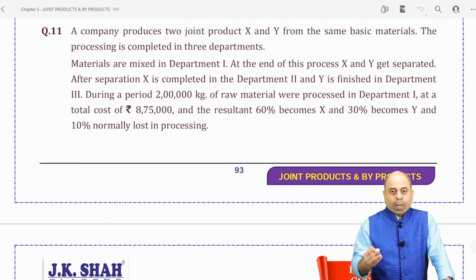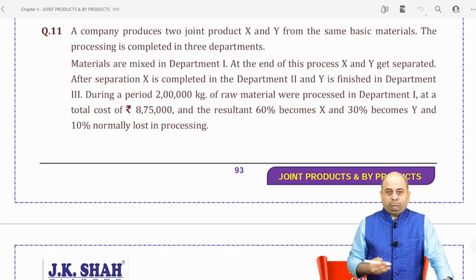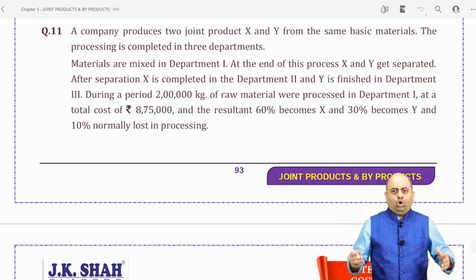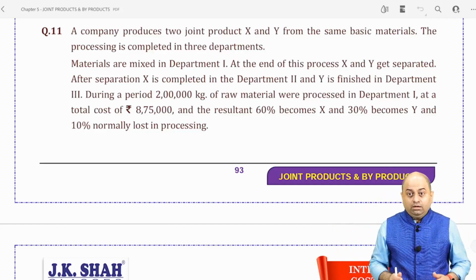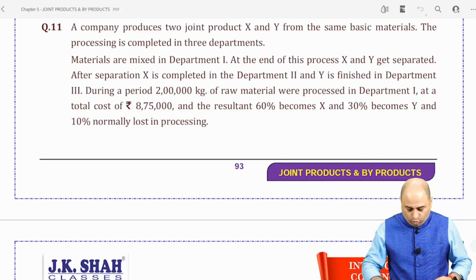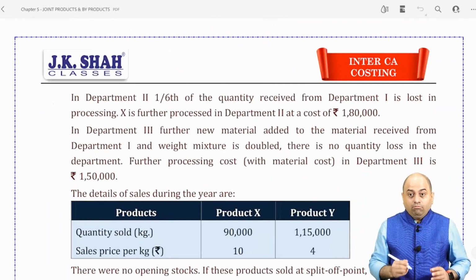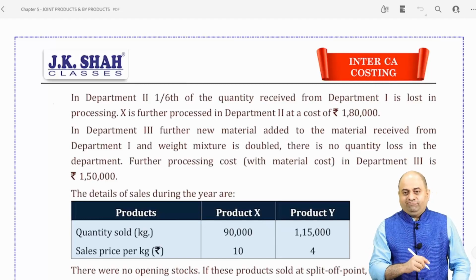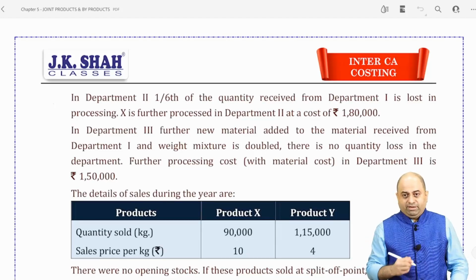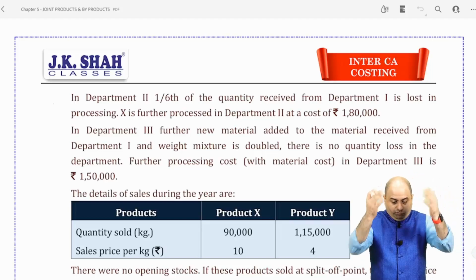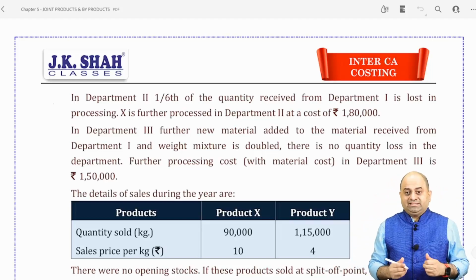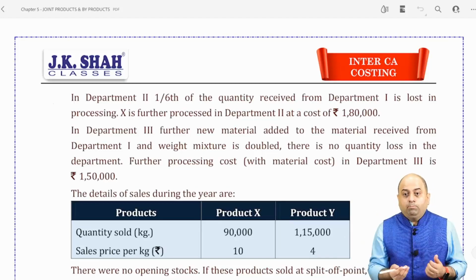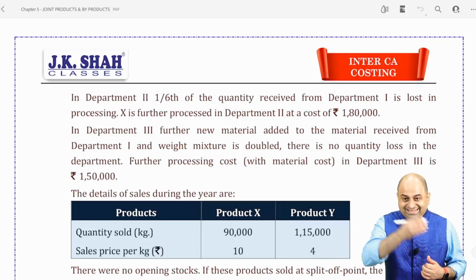X and Y products are processed together in department 1. Products are processed further in department 2 and 3. This problem had all sorts of very scattered data. Again, in this question, quantity sold was different. There will be closing stock. If you do 10th question well, then this 11th question automatically will become simpler. Once you read this question, you will realize that department 1 cost will be joint cost, department 2 and 3 cost will be post separation cost for X and Y respectively.